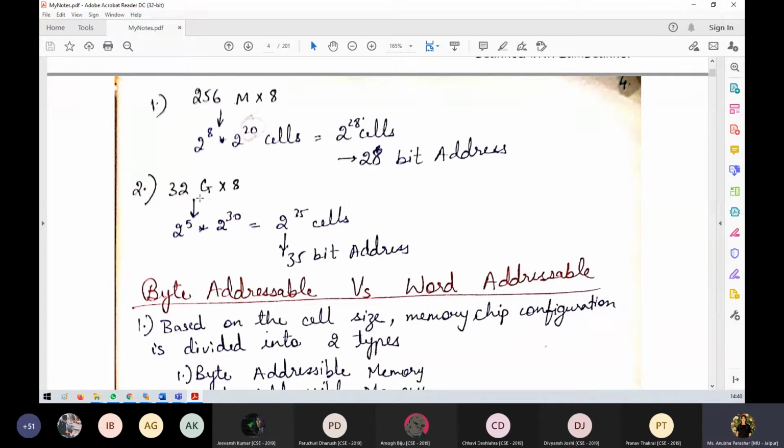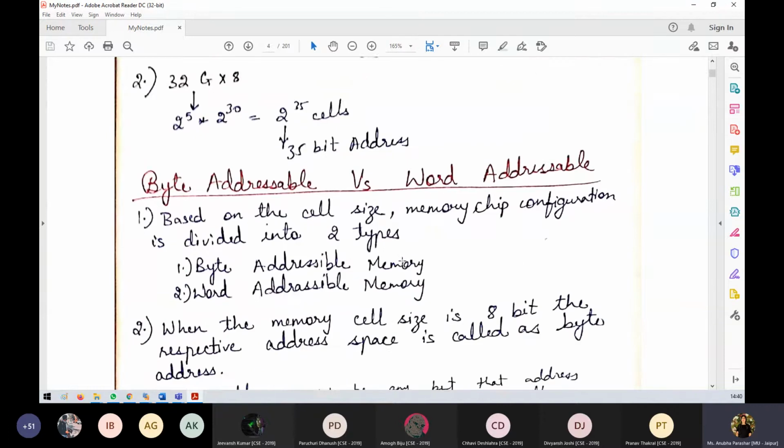If you've got 32G, that means gigabytes. 32 means 2 raised to the power 5, giga means 30, so you've got 35 cells. That means there is a 35-bit address space.